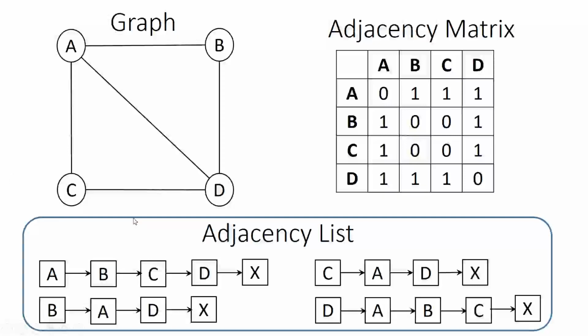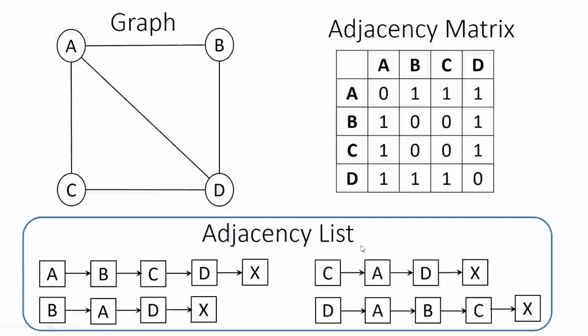Then D. D to A we have an edge, so 1. D to B the edge is there, so 1. D to C the edge is there, 1. D to D self loop is not existing, so it is 0. Like this we can have the adjacency matrix.